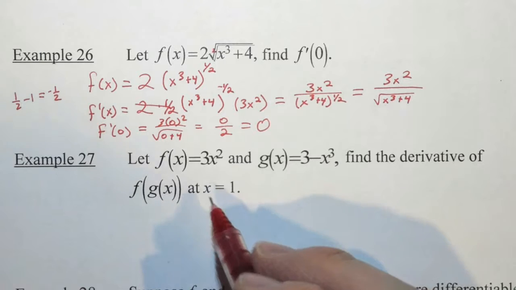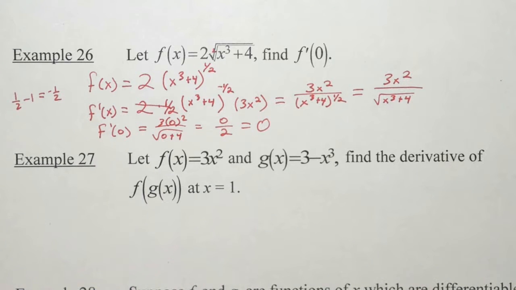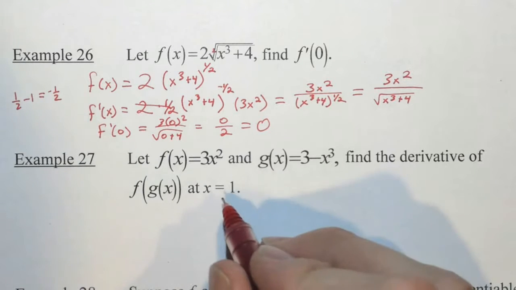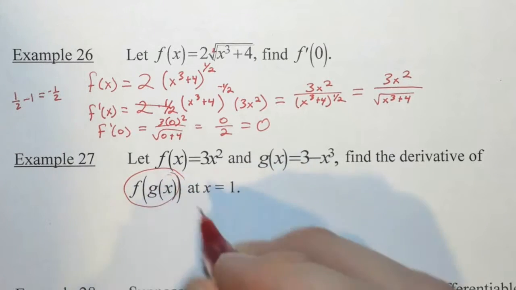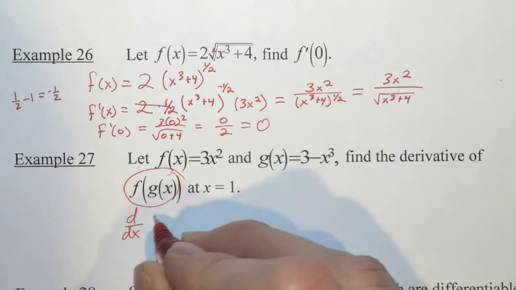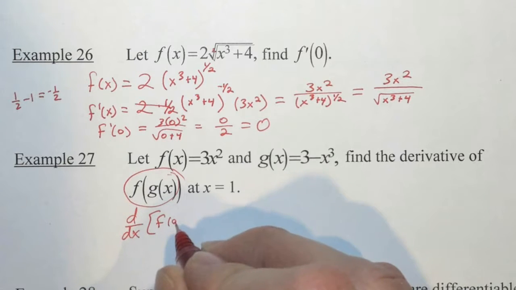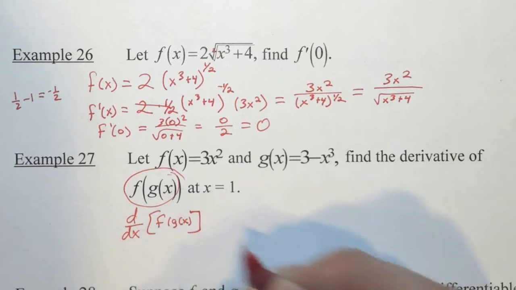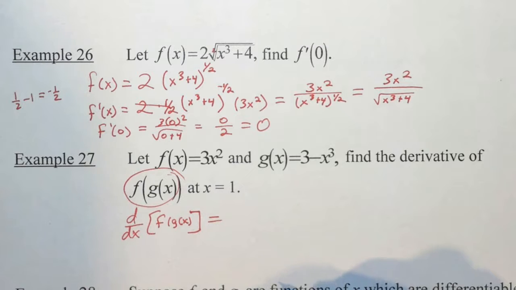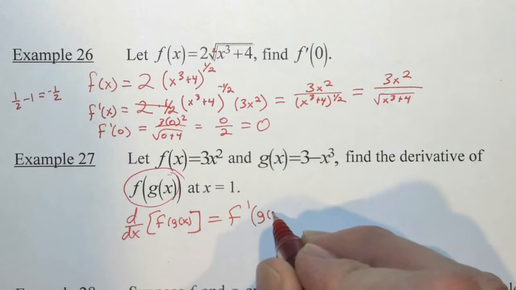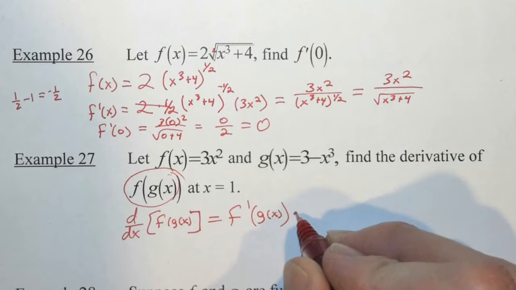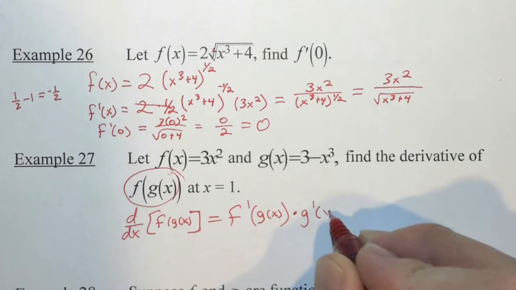With example 27, we have a situation where f and g are not put together yet. We have to find the derivative of their composition at x equals 1. So in other words, we want the derivative of this right here. The derivative of the composition of f of g of x, that's our classic chain rule. That's equal to the derivative of the outer function, keep the inner function, and then multiply by the derivative of the inner function.